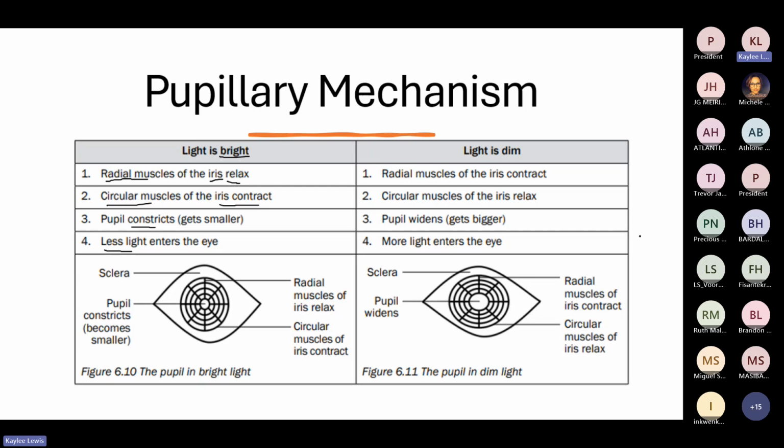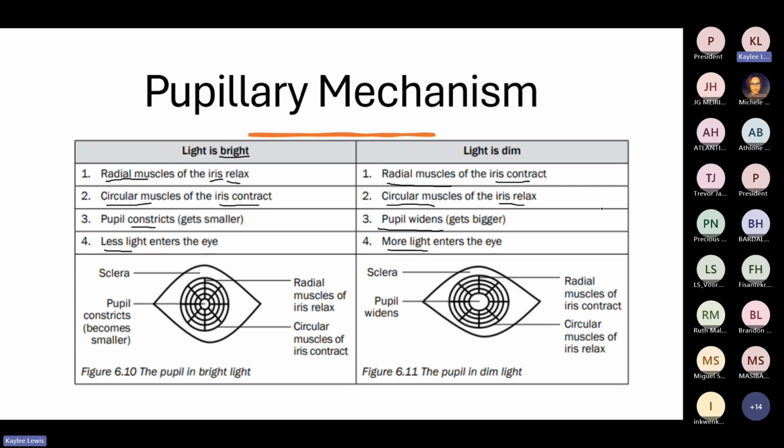And then when light is dim, so this is in darker situations, we want our pupil to dilate. How does that happen? Your radial muscles of the iris contract, circular muscles of the iris relax. Remember, they work oppositely. Your pupil dilates. And why do we want that to happen? What is the end result? So more light enters the eye. All right, so just learn that wording as is.